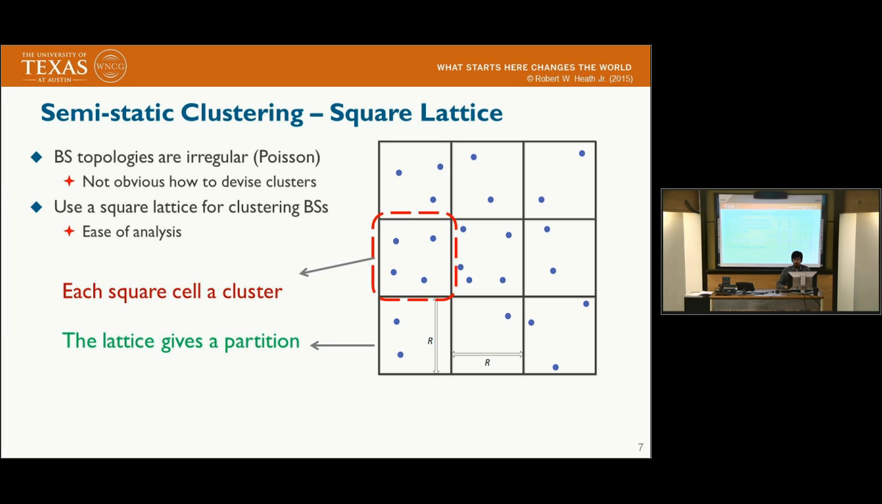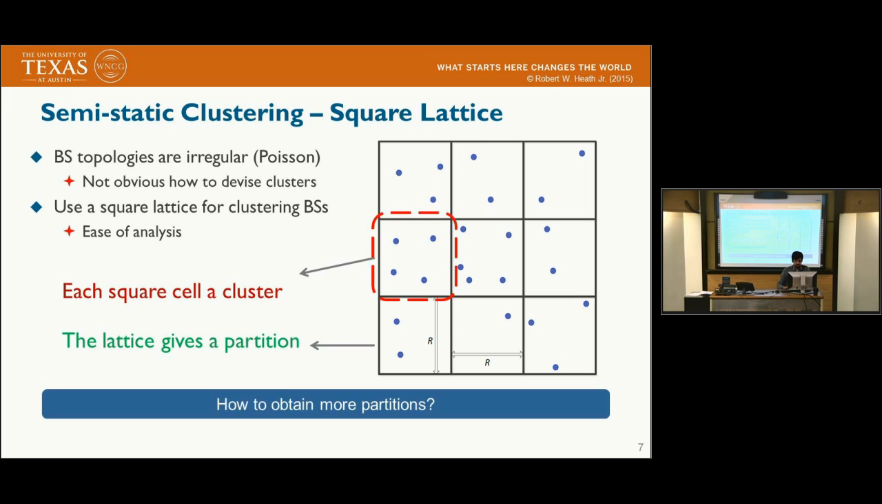We use the term partition to refer to this collection of clusters, or this lattice. In this way we could obtain one partition for a given base station deployment. The next question is how to obtain more partitions, because as we mentioned before, in semi-static clustering the idea is to have multiple predefined partitions and alternate between them.